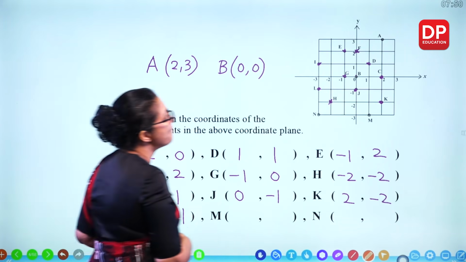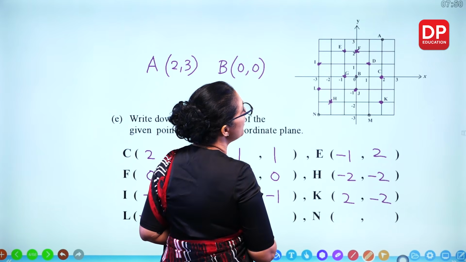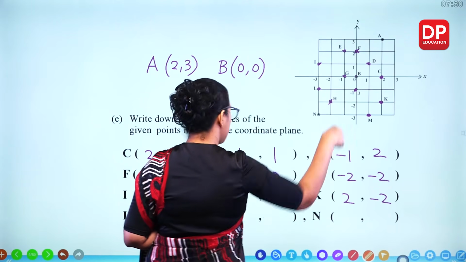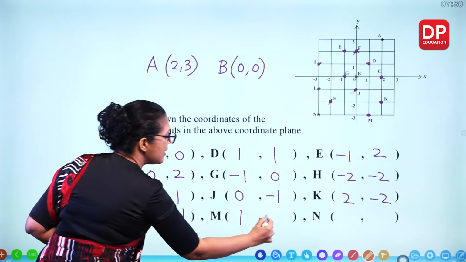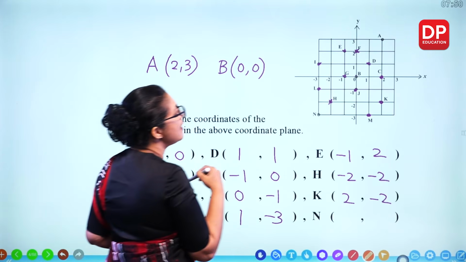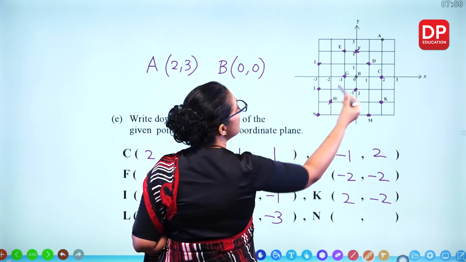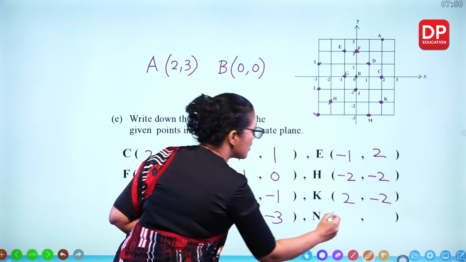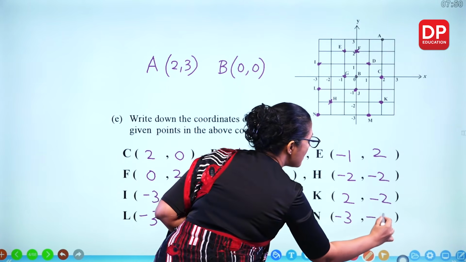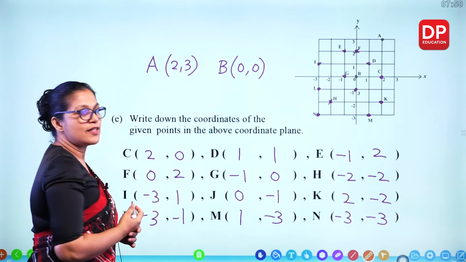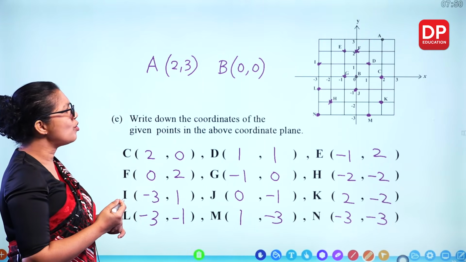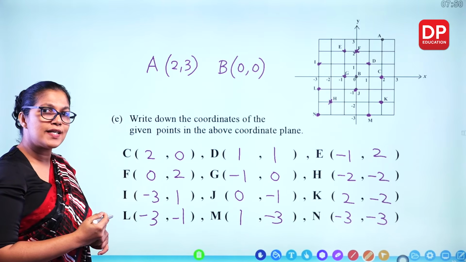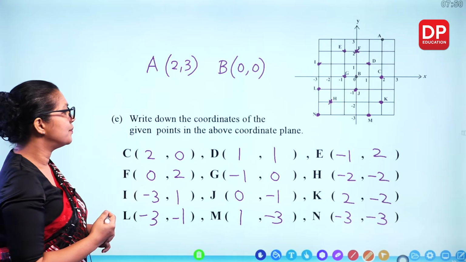M. Where's M? Here. 1 square to the right and 3 down: (1, -3). N is here: 3 squares to the left and 3 down, (-3, -3). So you know now how to find the ordered pair. Always x first and then the y value.